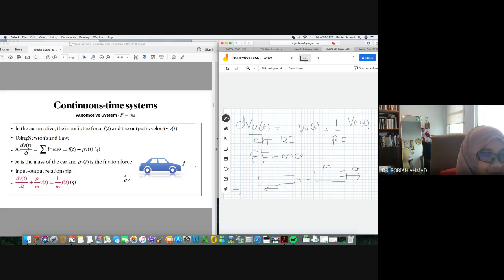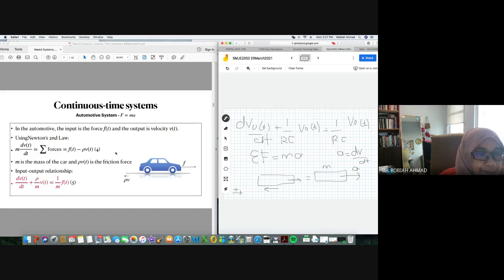So this is how we come up with this equation: m, and we know that a is acceleration, equal to dv/dt. So we have m dv/dt equal to the summation of forces. For example, if right is positive, we have Ft minus the friction force rho v. So we have equation 4 here.